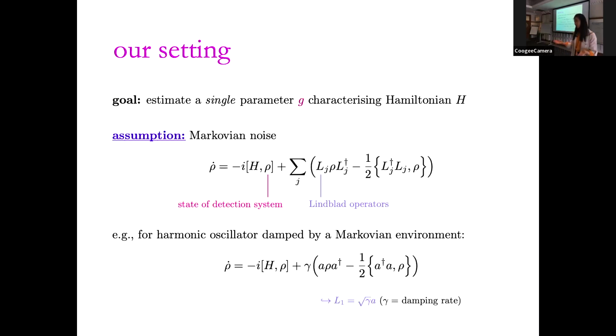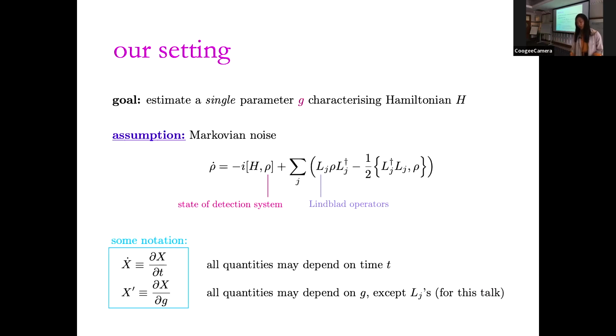And this is actually a very physically relevant example, which we're going to come back to later. But for now, just some important notation to keep in mind. Throughout the talk, we'll use dots to denote derivatives with respect to the time t, like with rho dot here in the master equation. And we'll use primes to denote derivatives with respect to the parameter g.